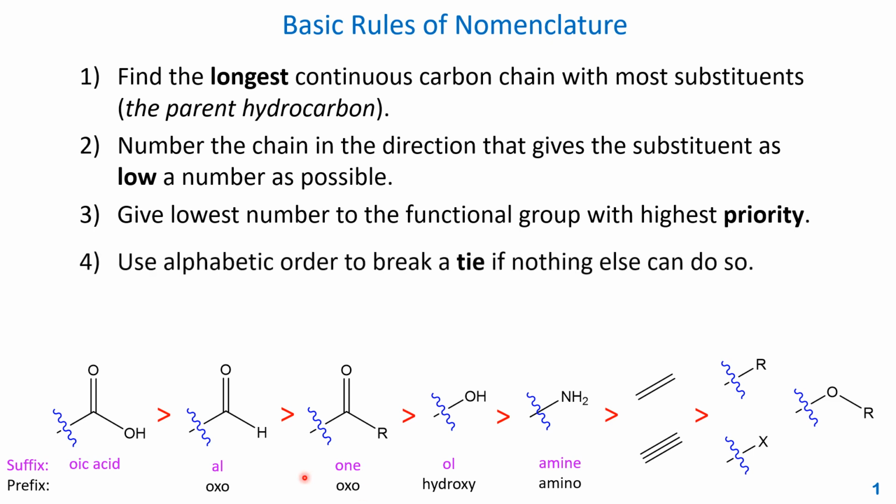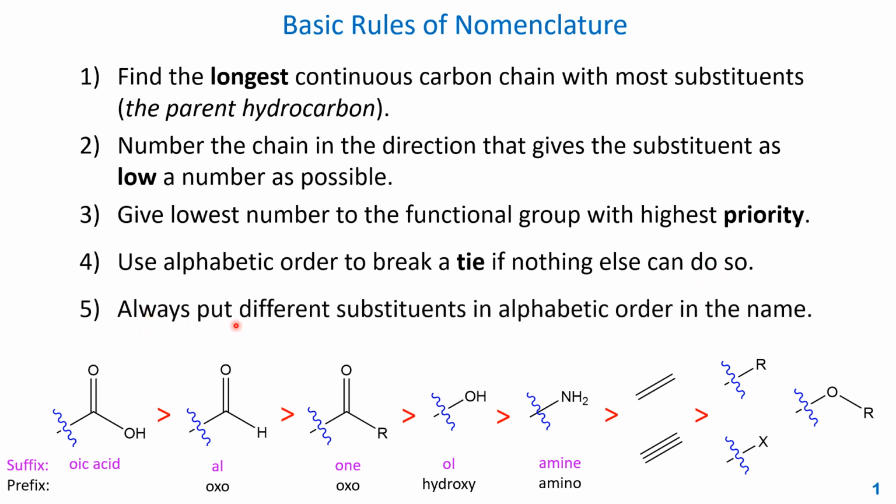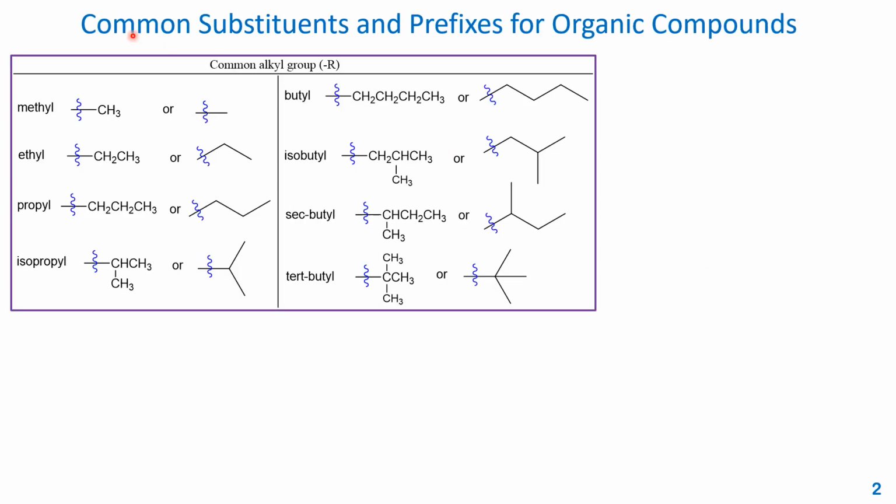Okay. Number 4, we will use alphabetic order to break a tie if nothing else can do so. I'll give you examples also. Last, you always put the different substituents in alphabetic order in the final name. Okay, always. Now, before we give the examples, we will talk about the common substituents and the prefixes, like I just said, for organic compounds.